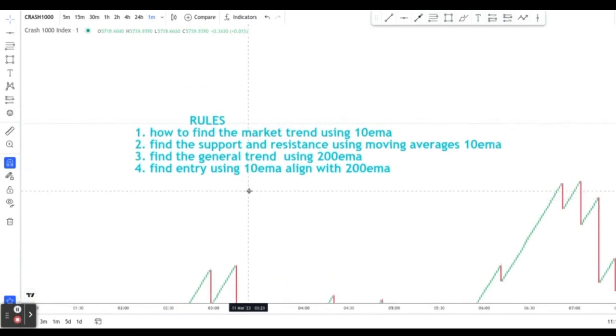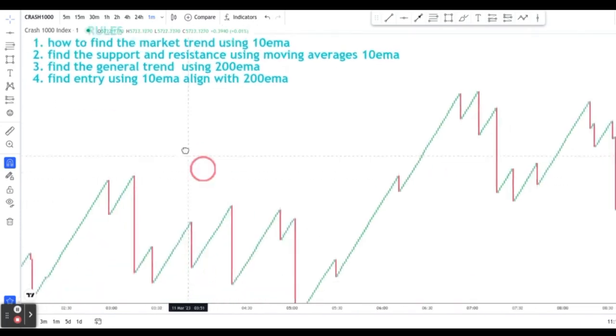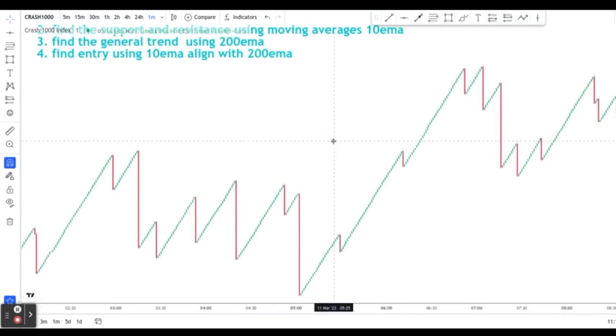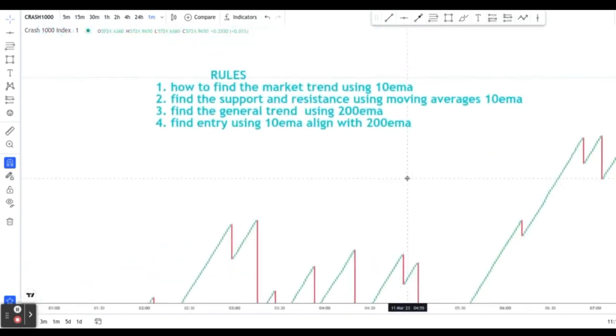So guys, in this video, I want to take you through the journey on boom and crash markets. That is how to trade boom and crash market successfully. There's this simple strategy I'm going to use to back this video up, which is going to be one of the best strategies so far because it is very easy and simple for a layman to understand.